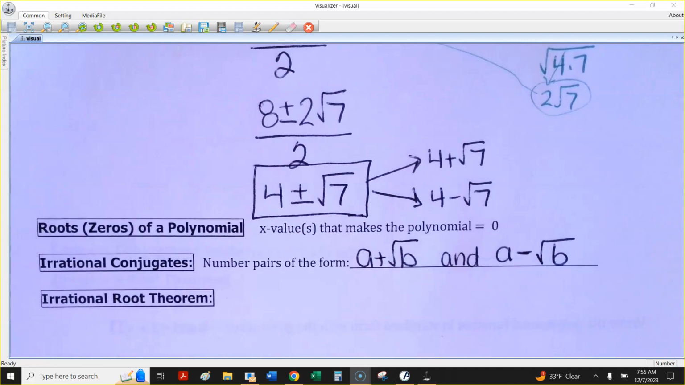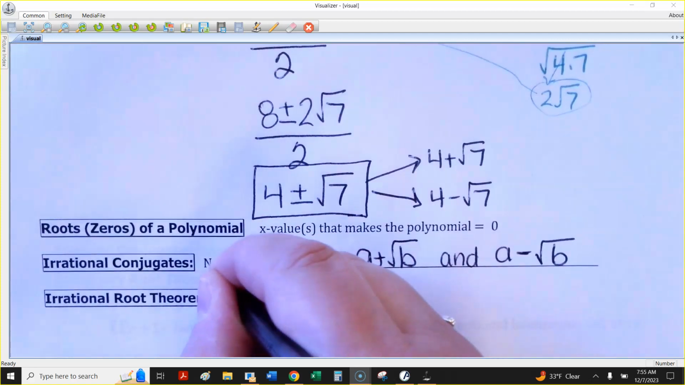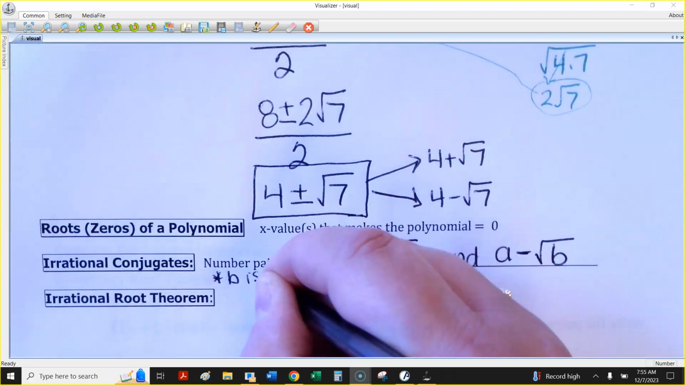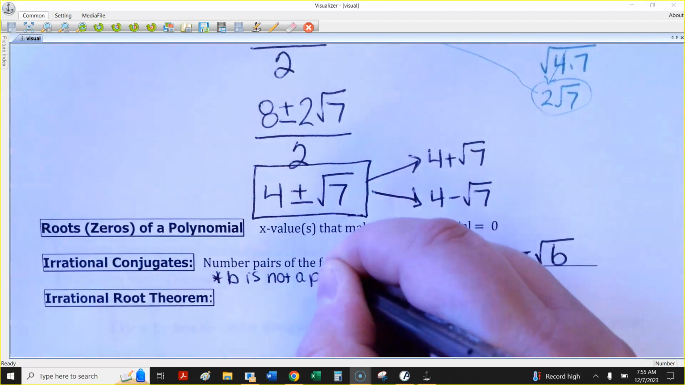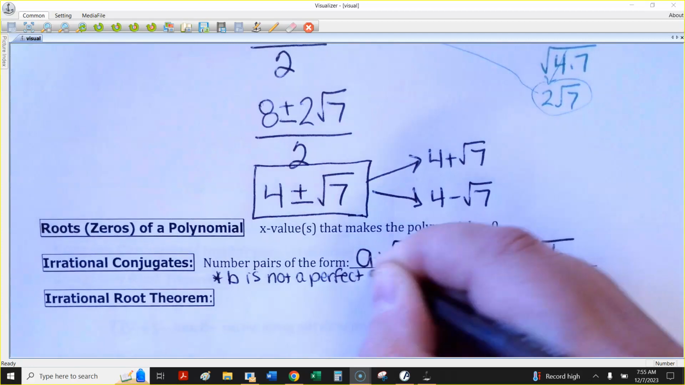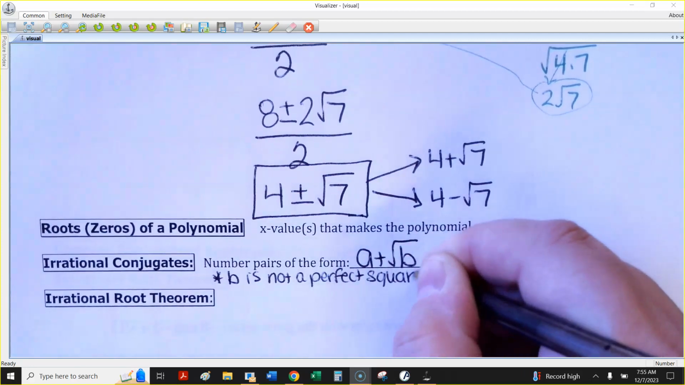So those are called irrational conjugates. B could not be a perfect square. I don't know if you want to write that, because if it was, then it would cancel the radical. Any other number that's not a perfect square will cause you to have an irrational answer.